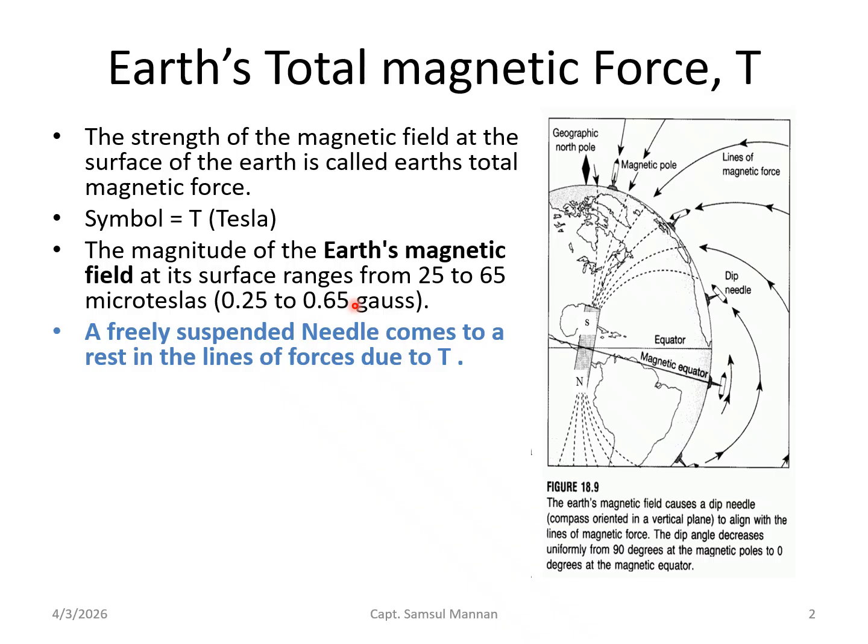If we freely suspend a magnetic needle, it will come to rest in the lines of force due to this Earth's total magnetic force. The Earth's total magnetic force is maximum at the magnetic poles, that means in the southern pole and northern pole. So if we keep a magnetic needle at the southern pole or northern pole, what will happen? That magnetic needle will try to align itself with the magnetic lines of force.